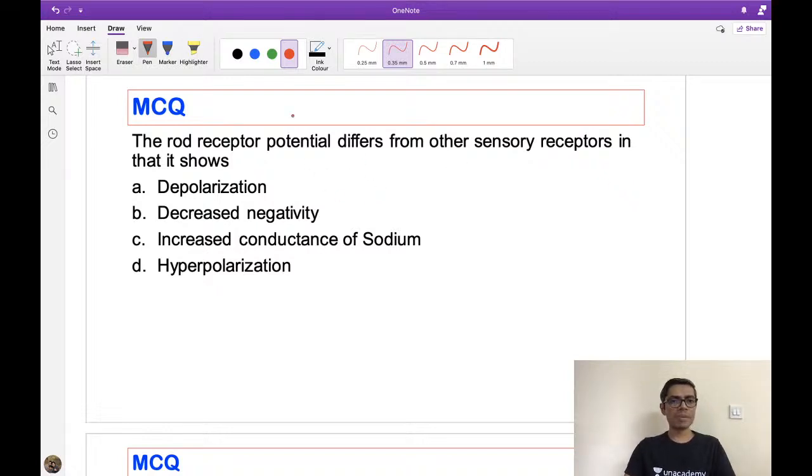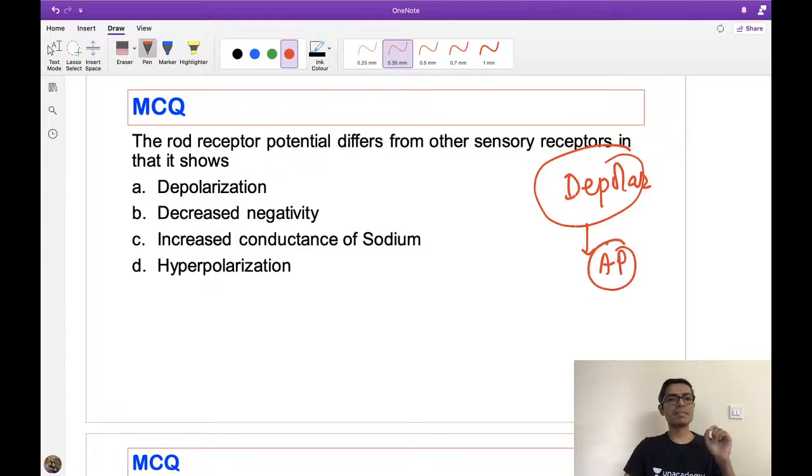So now everybody answer this question, that the rod receptor potential differs from other sensory receptor potential. Very easy question. All our sensory receptors in our body, whenever they are stimulated by a stimulus, pain receptor, touch receptor, you stimulate, what will happen? All receptors will be depolarized, and then this depolarization will produce action potential. It is different in case of photoreceptor only.